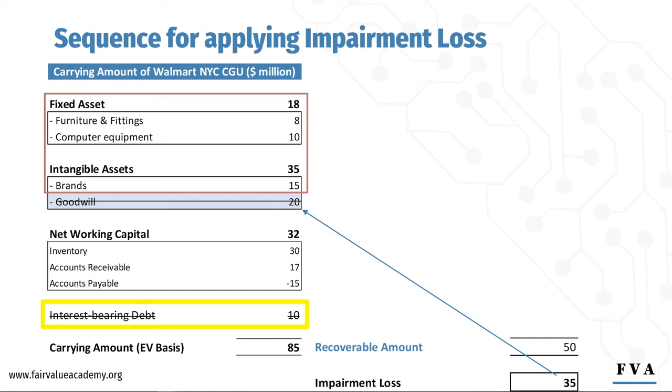Now, why only fixed assets and intangible assets? Because these are under the scope of IAS 36. Other items such as inventory, receivables, and payables are measured under different standards. So while we use them for equivalency basis purposes, we cannot impair them in this test.